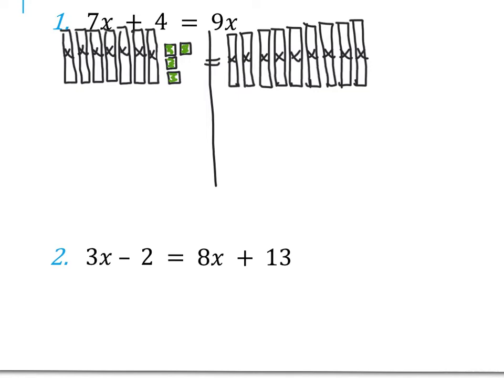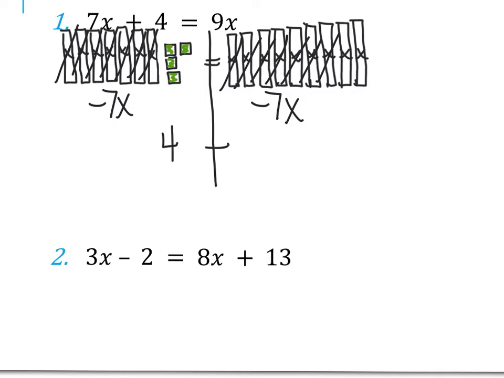If I want to solve for x, I need to have x only on one side. I don't want to have it on both sides. So I need to start taking away or moving them over to the same side in order to solve for x. In this case, since I have 7 x's on one side and 9 on the other, I take away 7 on both sides to keep my scale balanced. What I'm doing is subtracting 7x. That will get me down to 4 equals 2x.